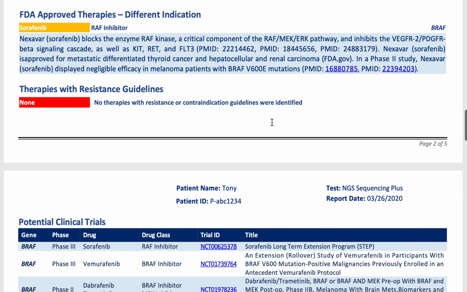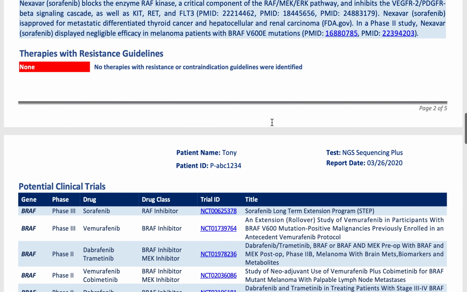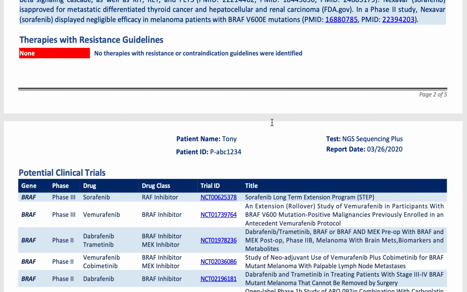Following these 2 FDA-approved subsections, there are 2 others, including therapies with resistance guidelines and potential clinical trials. Resistance guidelines would be provided for therapies that could be used if cancers with certain gene variants become resistant to other treatments or therapies, or those with special considerations.